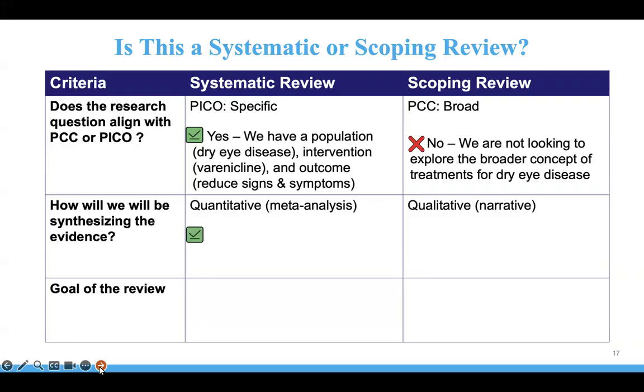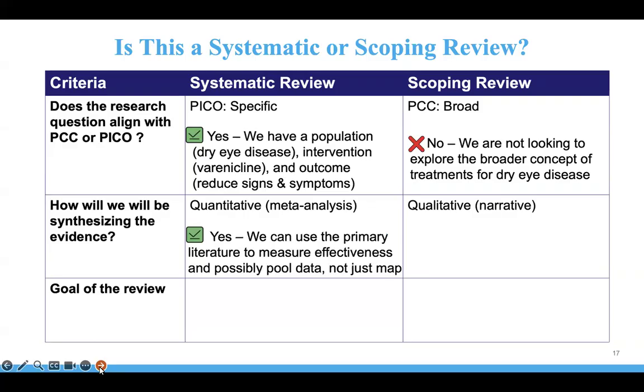This also again falls in line with a systematic review. If we wanted to, we could do a quantitative synthesis or a meta-analysis. Because we're looking at the effectiveness of varenicline, this means that we're going to be pulling a lot of primary literature, and the same goes for virtually all systematic reviews, which can be used to quantify effectiveness. Of course, like I said, this could also be a narrative synthesis if you want, but if we wanted to do a meta-analysis, we could, based off of the question that we're asking.